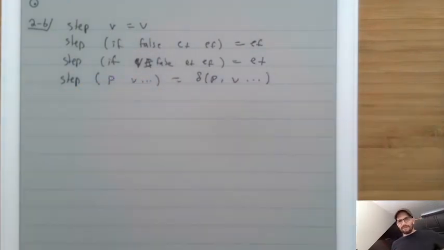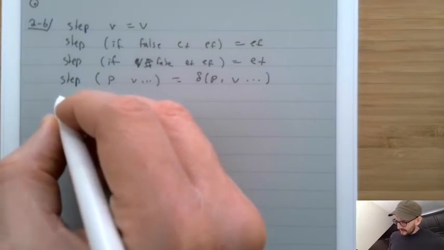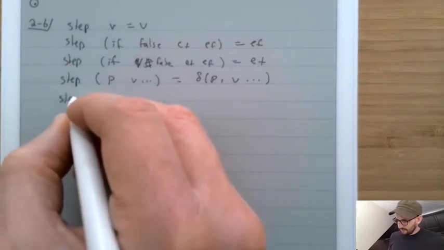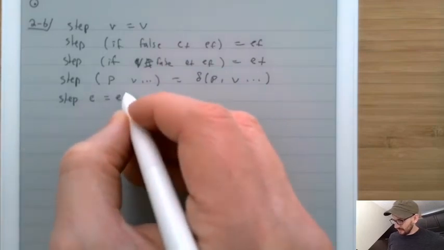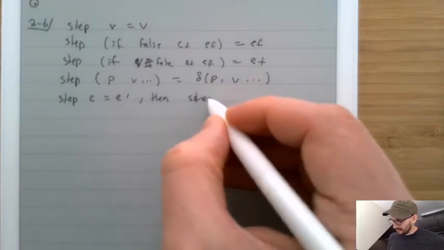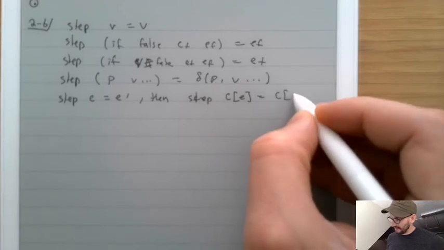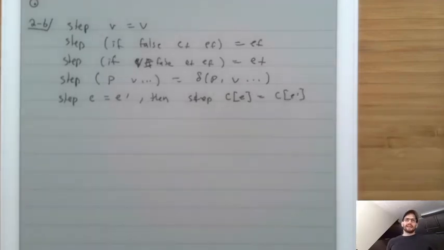And then we're just going to have one final rule that's going to say if step E equals E prime, then step CE equals CE prime. And so now we've factored out the definition of the context from the definition of the step function, and we can keep those two concepts separated.